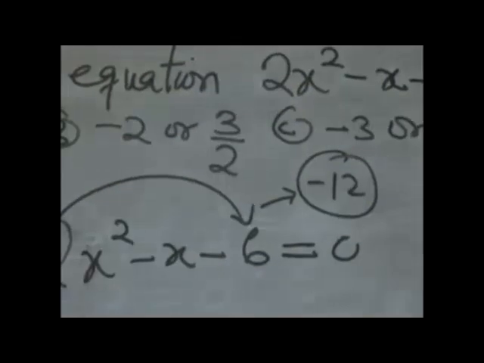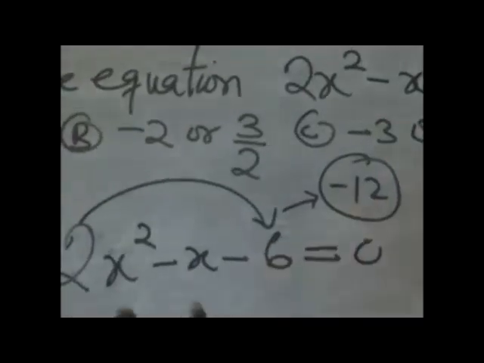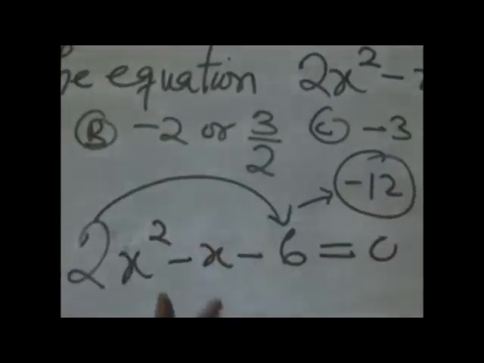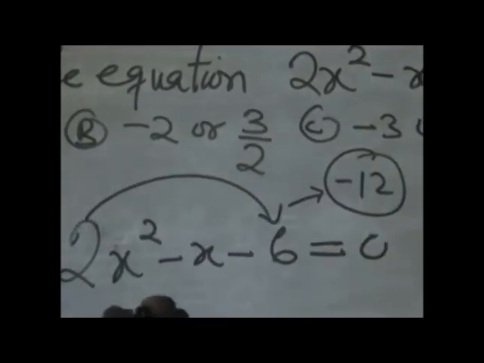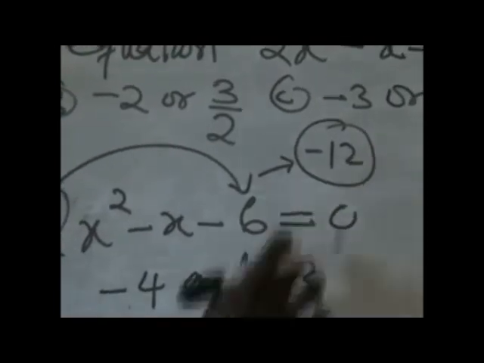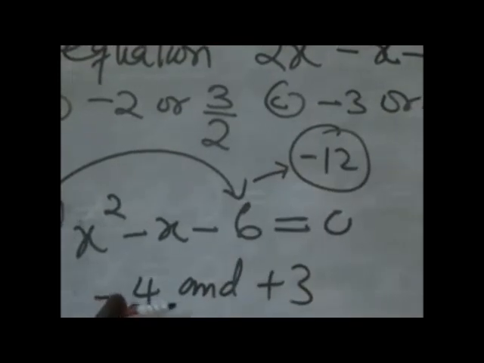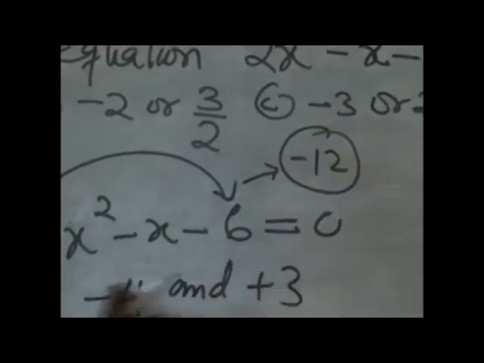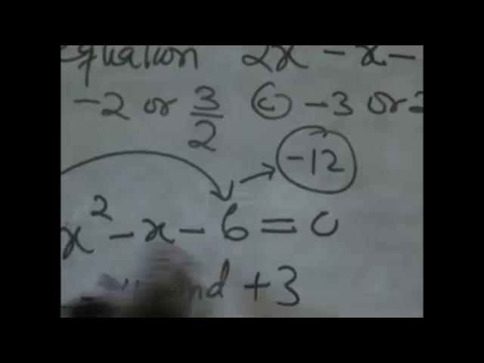So you now look for the factors of 12. What two numbers will you multiply together that will give you minus 12, and if you add those two numbers together, you get minus 1? Okay? And those two values are minus 4 and plus 3. You see, minus 4 times 3 will give you minus 12. Then minus 4 plus 3 will give you minus 1. So these are the factors.